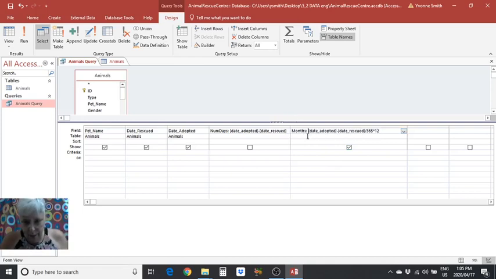So I put it in a bracket. Go here, and you put it in brackets. So you are taking a normal function and putting it inside round brackets, which means it's BODMAS: date adopted minus date rescued will be calculated first, and the answer of that will then be divided by 365 and multiplied by 12 to bring it to months.